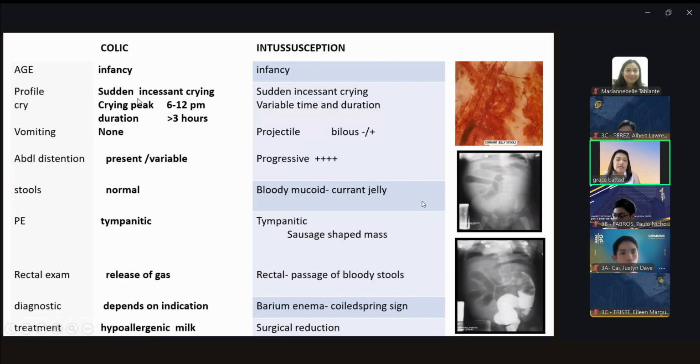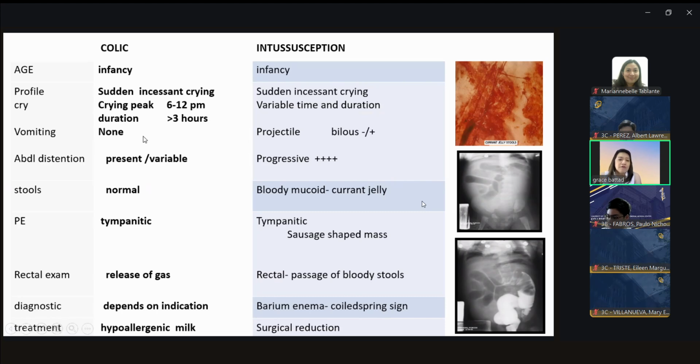Both would have sudden, incessant crying. But for colicky patients, they have a certain schedule every day, every night. There's a crying peak from 6 to 12 midnight. That's why they are often seen at the emergency room during this time. The duration is more than 3 hours. For intussusception, you will have incessant crying, but there is no variable time and duration. Sometimes the mothers of colicky infants will say, "Doktora, dadating na naman yung alas 6. Hindi na naman sila matutulog." Okay? So there is a pattern.